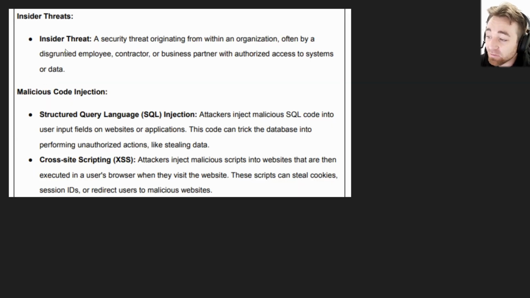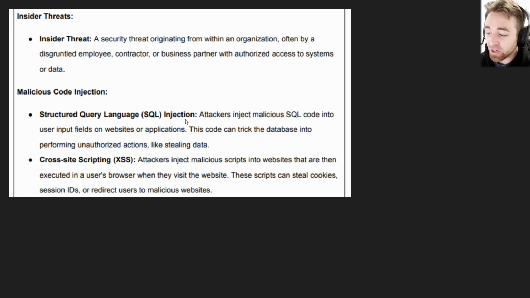And then an insider threat is someone that is within the organization that is trying to do something bad to that organization. They work within that organization. It could be a disgruntled employee, a contractor, or a business partner with authorized access to systems or data. And then the last two, there's going to be a key distinction between these two. I really want you to pay attention to this because it's going to help you on your exam.